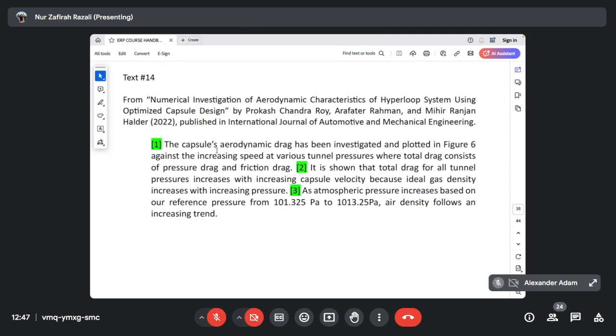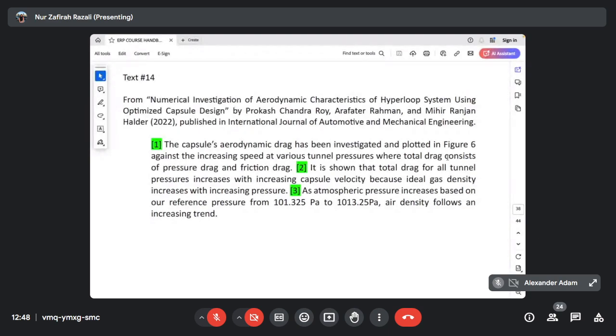Now, two, it is shown that total drag for all tunnel pressure increases with increasing capsule velocity because ideal gas density increases with increasing pressure. How about this one? Okay, wait, but before that, as for the first sentence here, consists of is actually a verb. It has the same meaning as comprise. So that is why it is not treated as a preposition. Okay, so number two, what's the nominal phrase? Yeah? Total drag for all tunnel pressures. Okay, the preposition is for.